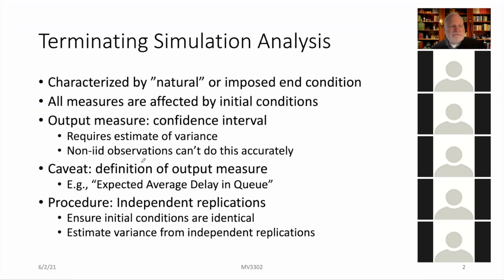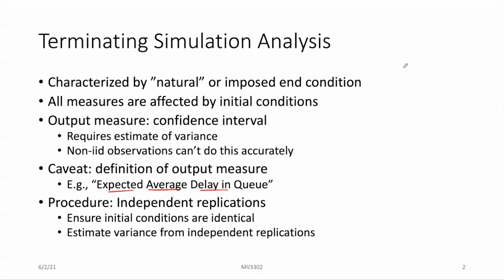Okay, so again, expected average delay in queue. The expectation is over, well, the average is what we've been computing. Each customer has a different probability distribution for their delay in queue. And so actually to take the average and think that that's some estimate of the mean, what does it mean to take the average of observations that don't have the same probability distribution?